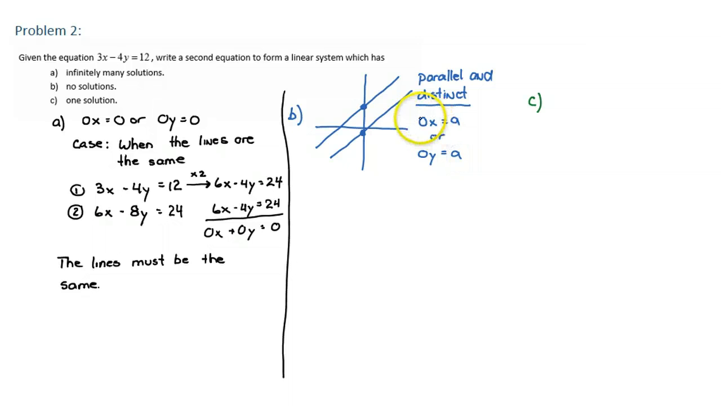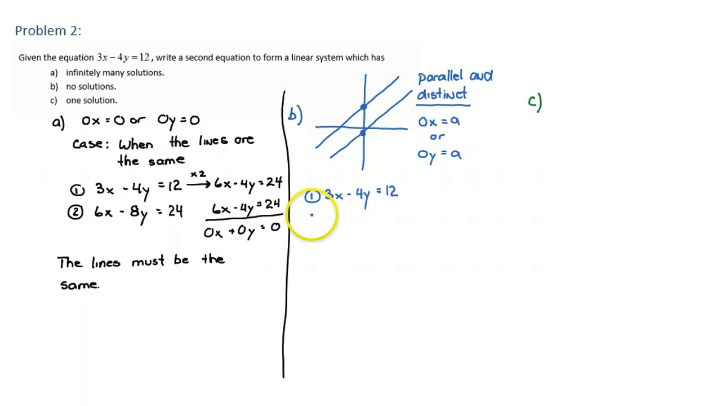Because if we look at this, 0 times anything is 0, therefore there's no value that x can have that was going to result in some number over here other than 0. So again, our equation 1 here is 3x minus 4y equals 12.